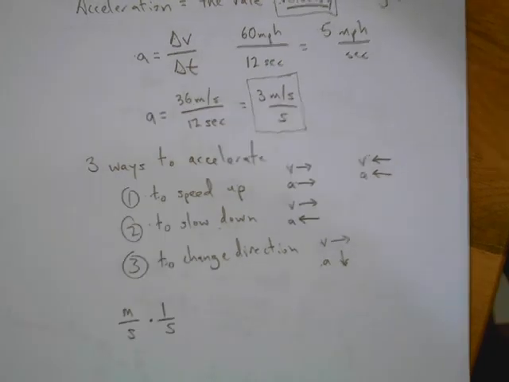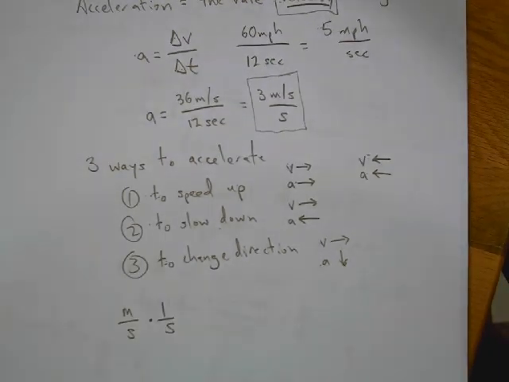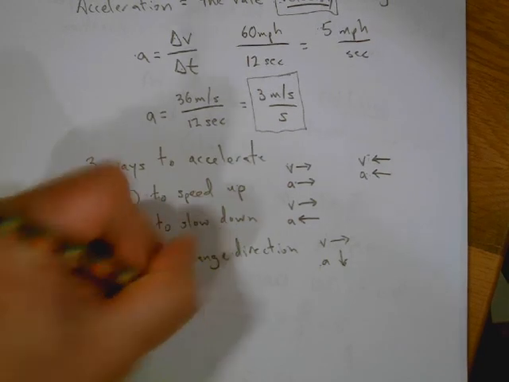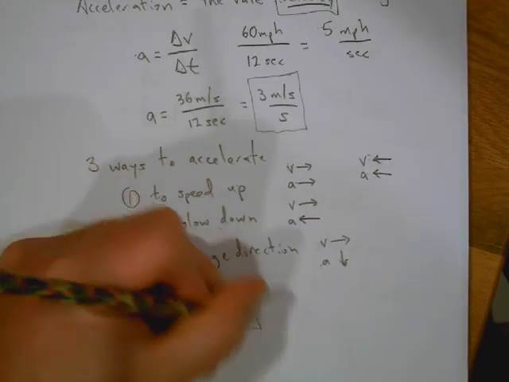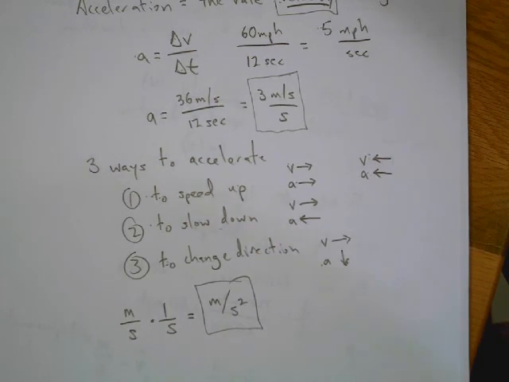And then the last thing I should just mention is going back to my units really fast. If you have meters per second, dividing by seconds is the same thing as multiplying by the reciprocal, and you end up with meters per second squared. So a lot of times the units for acceleration are going to be meters per second squared. Okay, so just make sure you understand meters per second squared is not the same thing as meters per second.